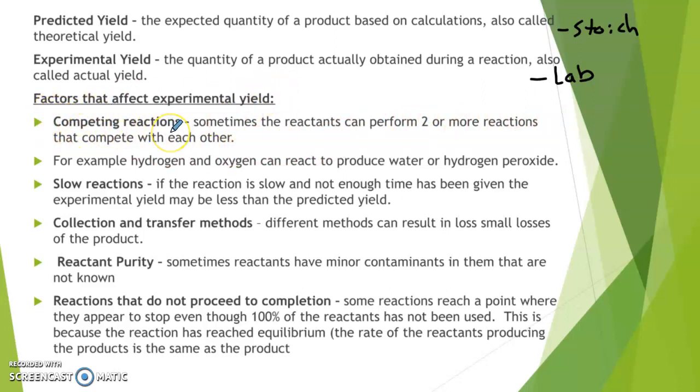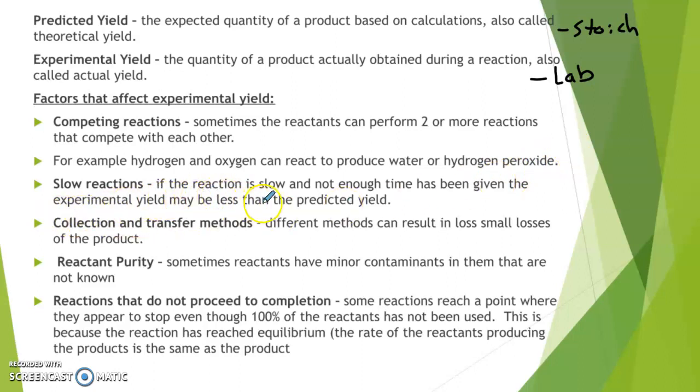So competing reactions. Sometimes reactants can perform two or more reactions that compete with each other. So even though we don't notice it, sometimes there are reactions that happen in the background that aren't part of what we're assessing. I've seen it before, where you have bubbles being produced, but in your reaction, there's no gas being produced. So for another example, hydrogen and oxygen can react to produce water or hydrogen peroxide. Both of these are going to compete with each other in terms of what is going to be our final product.